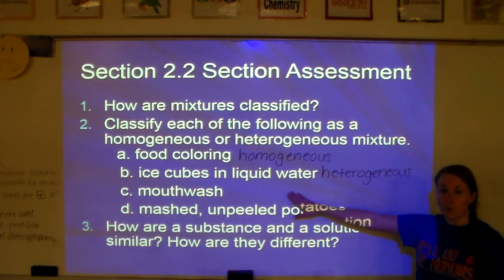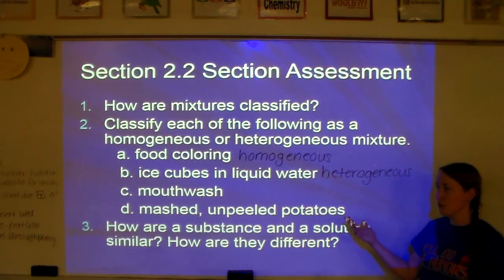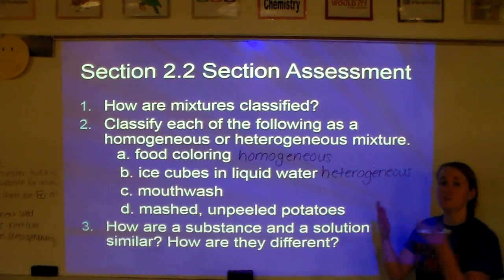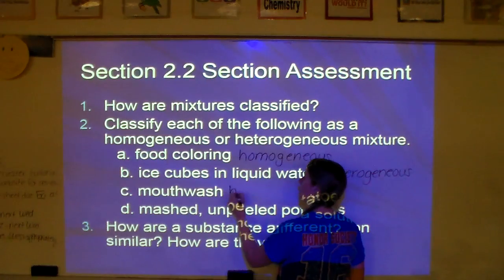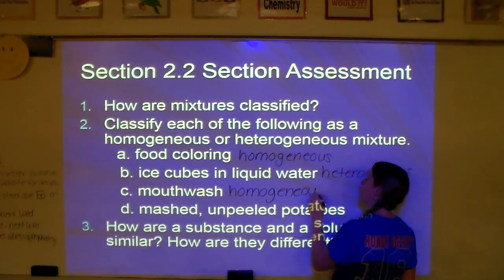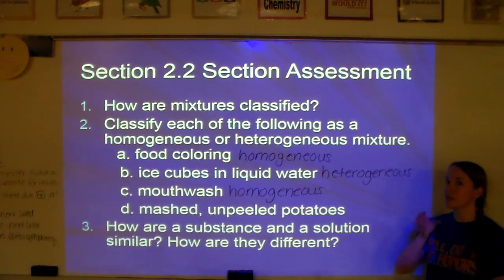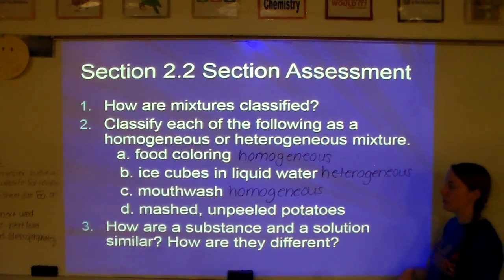All right, next one is mouthwash. So again, do you see stuff floating around in the mouthwash? Well, I would hope not. There's nothing in the mouthwash. It just looks like a colored liquid, so that would be considered homogeneous. If you have stuff floating in it, you must be drinking out of the bottle and backwashing a little bit. Probably need to throw it away, get a new bottle, start over.